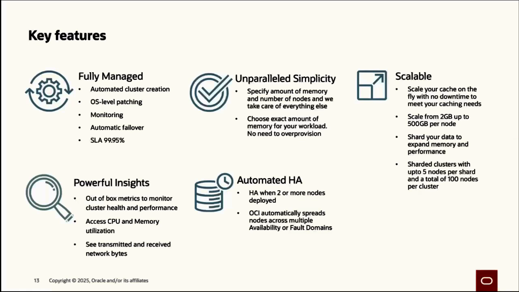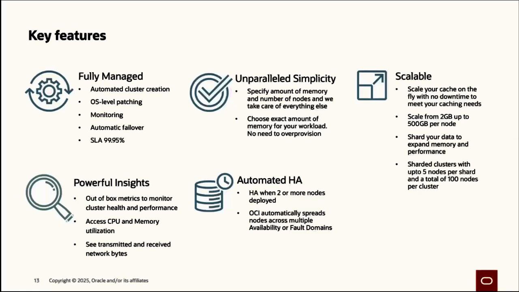OCI as a platform supports high availability. We have regions that are multi-AD, that is availability domains. If it is a single AD, then within that also we have multiple fault domains. So when you provision a cluster with more than 1 node, that is if you have a primary and 1 or more replica nodes in the cluster, we make sure that in a multi-AD region, those nodes are across ADs. And if it's a single AD region, then we make sure that they are across the fault domains. So HA is taken care of by leveraging the inherent OCI platform and its capabilities.